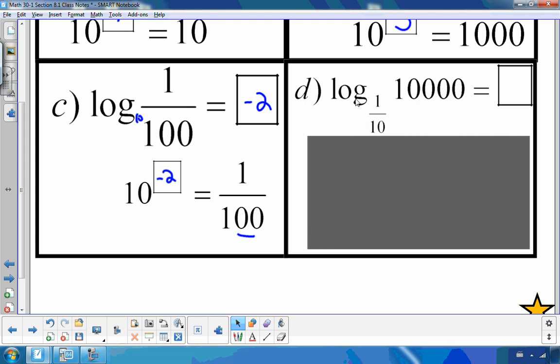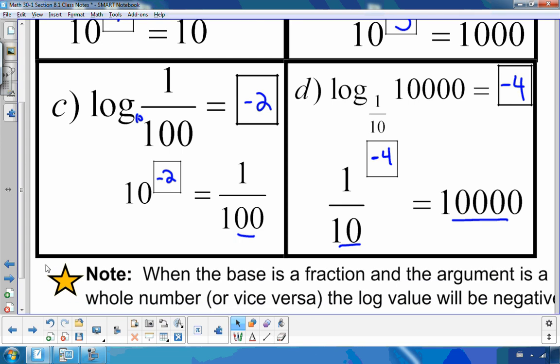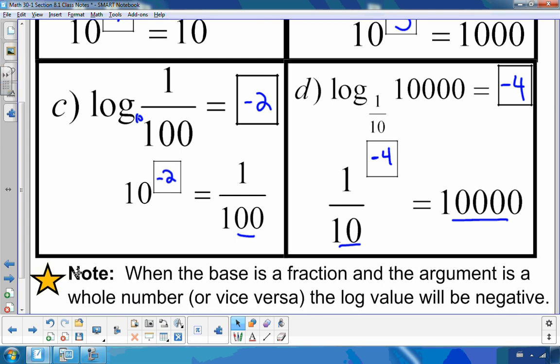Okay, and then the last one, log base 1/10 of 10,000 is like saying 1/10 to what exponent gives me 10,000? Well, I know that 10 to the exponent of 4 gives me 10,000, but since my base is a fraction and my answer is a whole number, I need to take the reciprocal of that, so it needs to be a negative. Okay, so again, same note there, when the base is a fraction and the argument is a whole number, or vice versa, the log value will be negative. Okay, let's try some more.